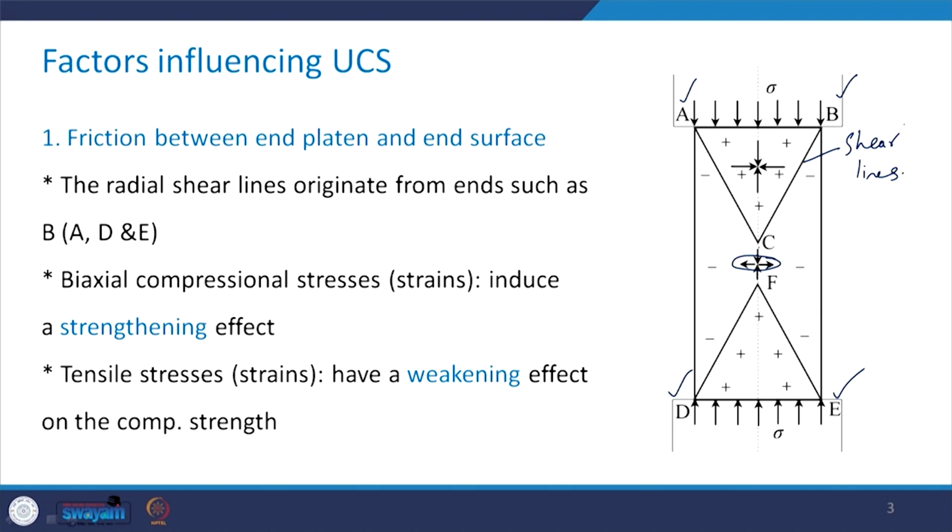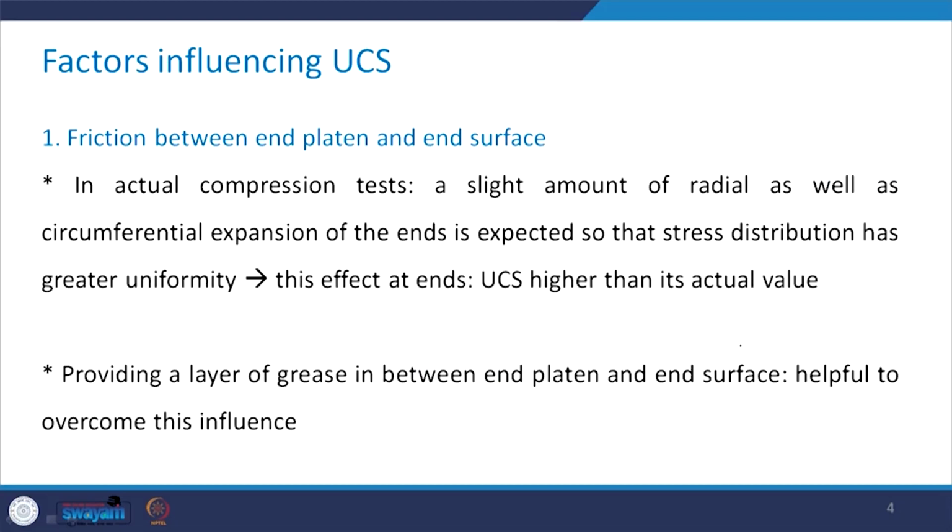So, these biaxial compressive stresses have such a significant influence because of the nature of the stress in these two conical zones that if the friction at these contact surfaces is not minimized, whatever is the strength that you will get from the test will be much higher as compared to the actual value. So, we need to be careful about that.